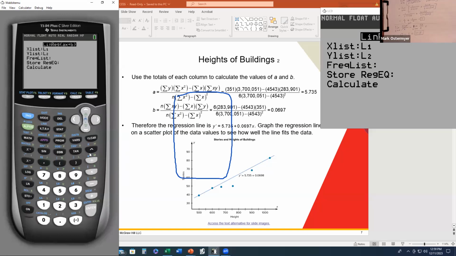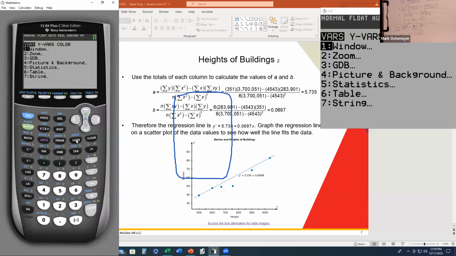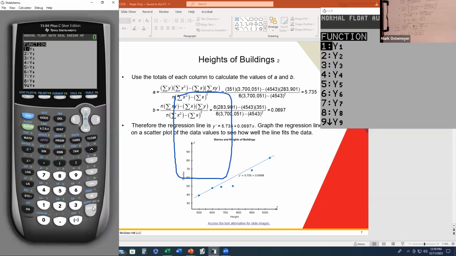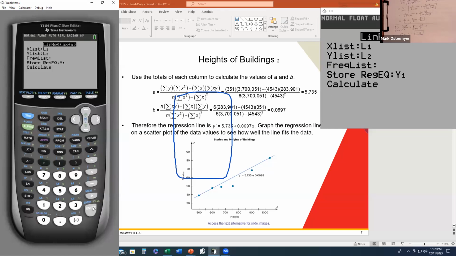Make sure the names of your X and your Y data lists are where you put the data. Leave the frequency list blank. Go down to store regression equation. I'm going to store my regression equation in Y1. To access that, I hit my vars key, V-A-R-S. Go over to Y-vars. Select function, edit. Select Y1 by hitting enter. And then go down to calculate.